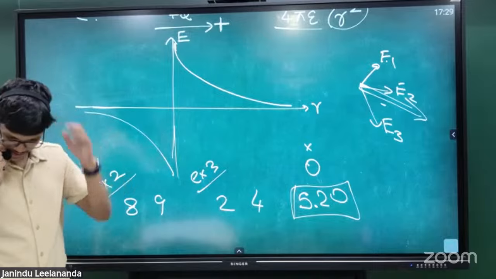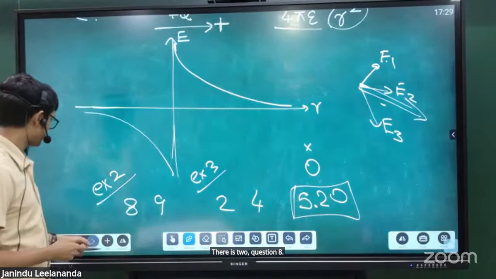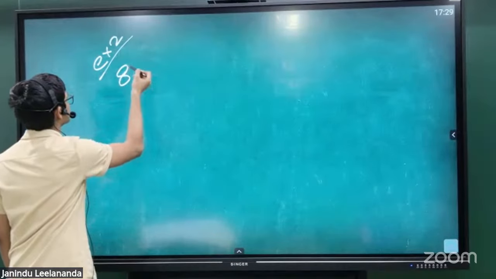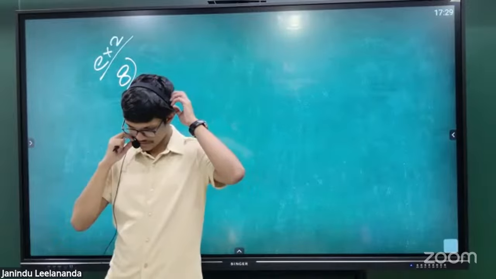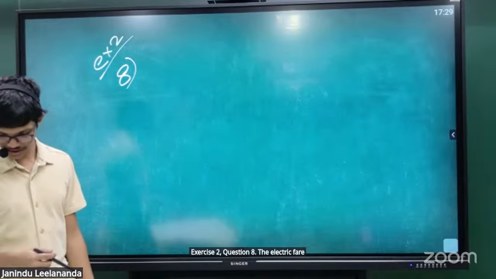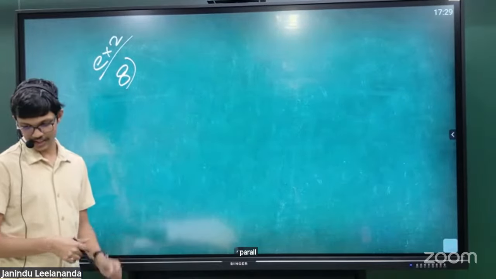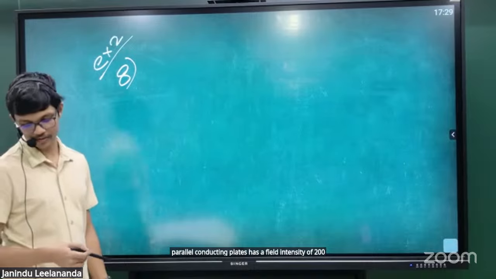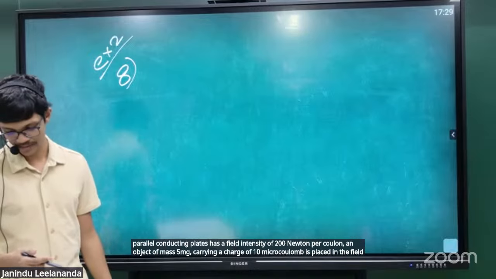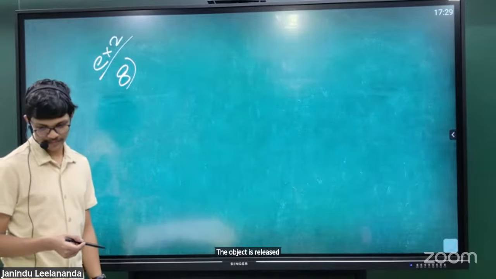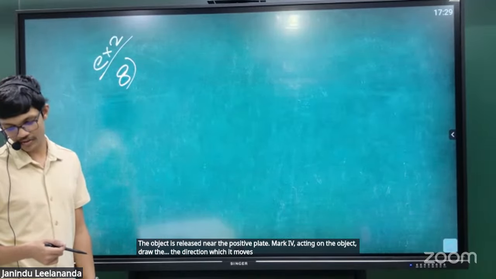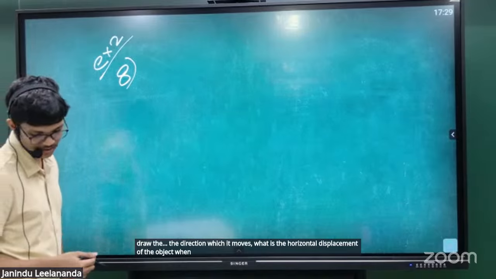Exercise 2, question 8. The electric field between two large vertically charged parallel conducting plates has a field intensity of 200 Newton per Coulomb. An object of mass 5 milligram carrying a charge of 10 microcoulomb is placed in the field and dropped. The object is released near the positive plate. Mark the force acting on the object. Draw the direction in which it moves. What is the horizontal displacement of the object when it falls 20 meters vertically?